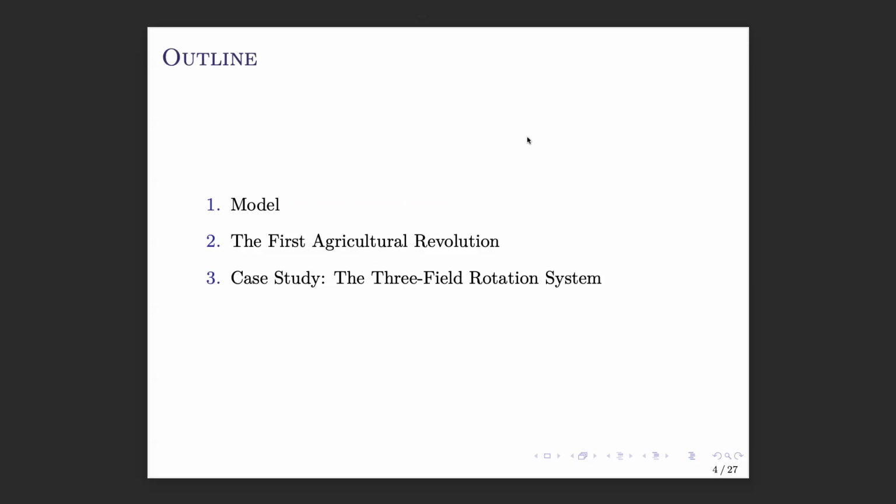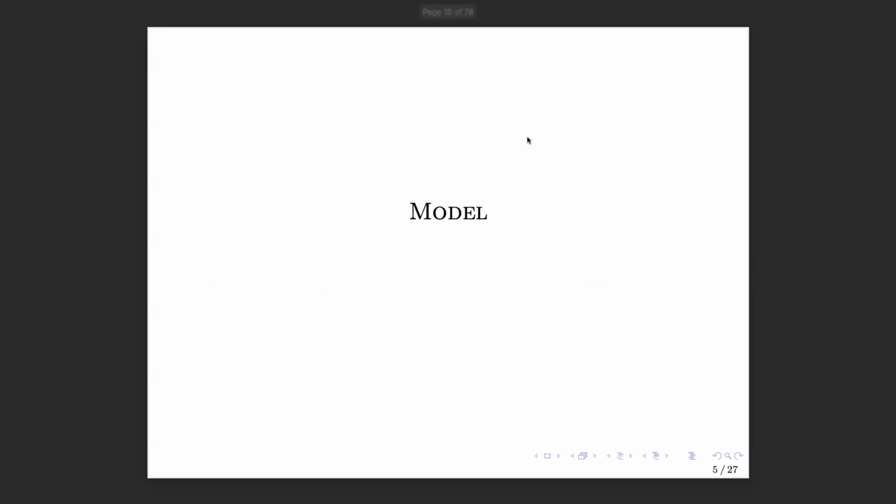The outline of the talk is straightforward. I'll start with a model to motivate this question a bit more formally. I'll then study the macro technology shock. This is the macro shock to end all macro shocks in terms of agricultural technology. So that's the first agricultural revolution. And then I'll zoom in on a somewhat more modern case study, which is the introduction of the three-field rotation system, which happened around the medieval period.